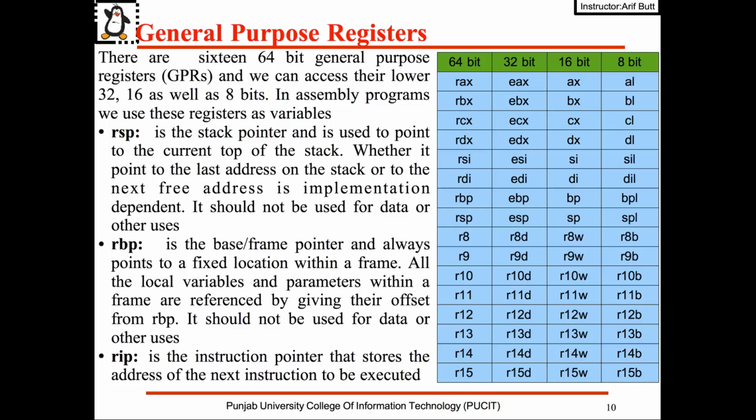Related to stack, there are two very important registers. First is the RSP, the stack pointer, which is used to point to the current top of the stack. The other is RBP, the base pointer or the frame pointer, and it always points to a fixed location within a frame. All the local variables and parameters within a frame are referenced by giving their offset from RBP. There is another important register, RIP, which is not shown over here. This is the instruction pointer that stores the address of the next instruction to be executed.